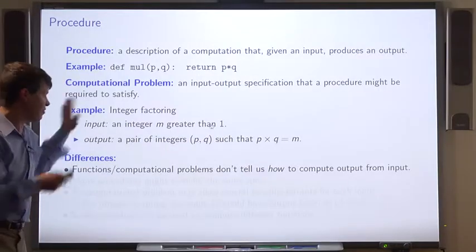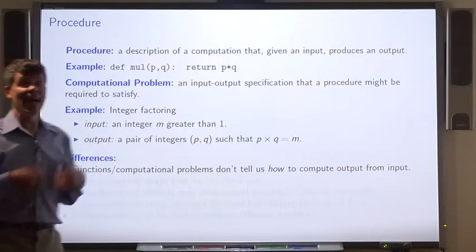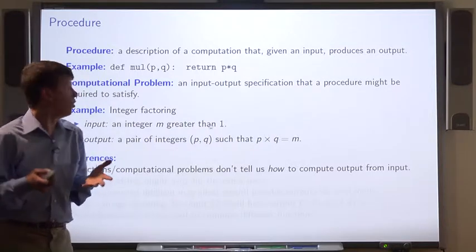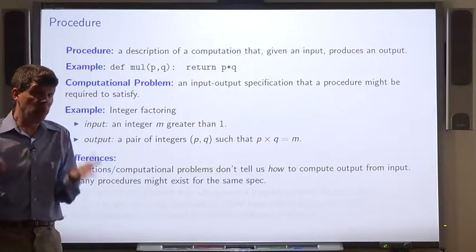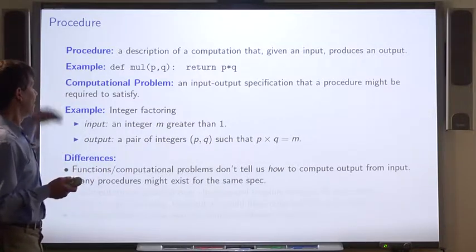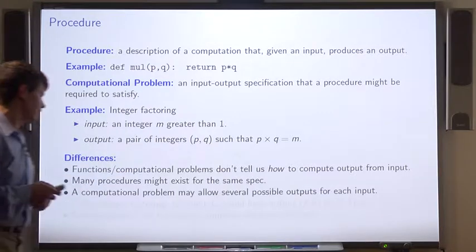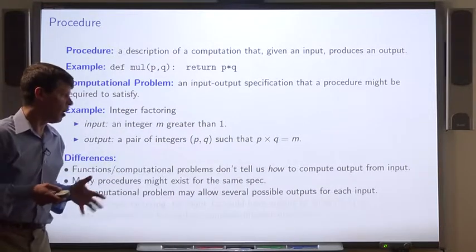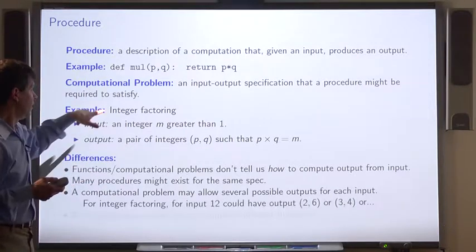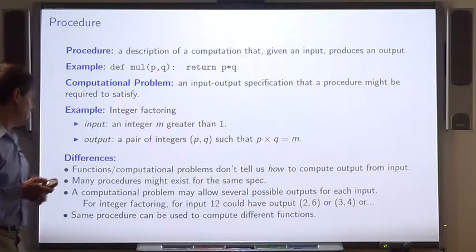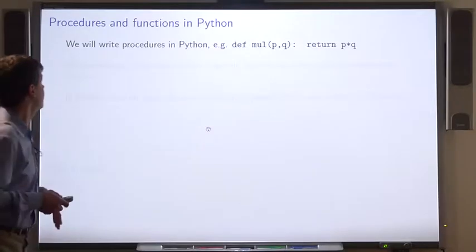Now, there are some differences between these ideas. Functions and computational problems don't tell us how to compute an output from an input, whereas a procedure does. And there might be multiple procedures satisfying the same spec, so solving the same computational problem. A computational problem might allow several outputs for each input. That's true of this integer factoring problem, for example. And the same procedure can be used to compute different functions.